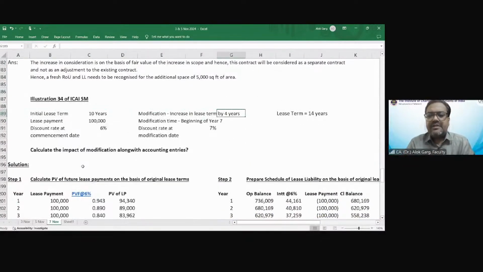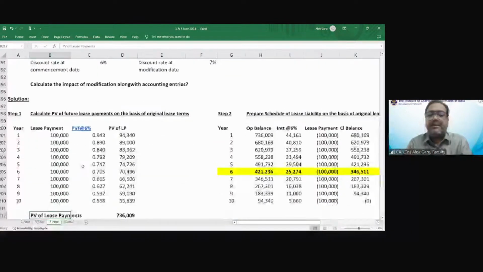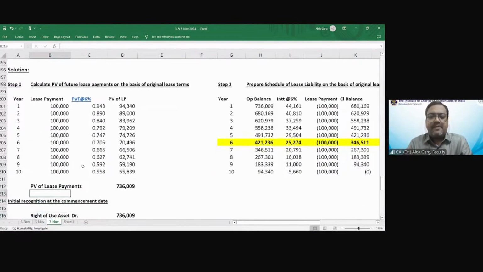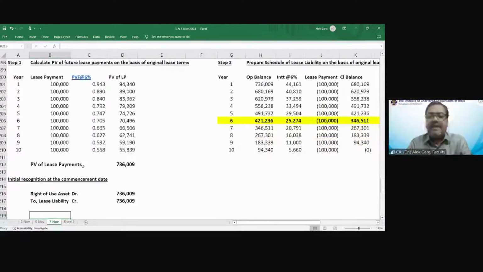So Anu, if you see this question, what was that question? The initial lease term was 10 years. Lease payment was 1 lakh. Discount rate was 6%. The revised discount rate was 7%. The modification was happening at the end of 6 years, or at the beginning of year 7. The total lease term was 14. First step, I have computed the right of use asset, which is nothing but the present value of lease payments. So my lease liability comes out at 736,009. My opening ROU and lease liability is this one.